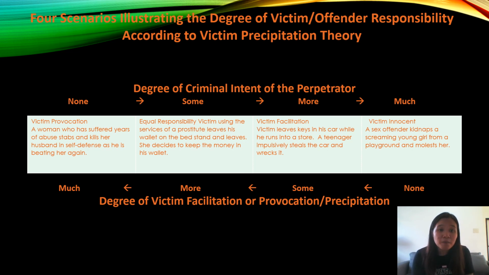Dito naman sa kabila, equal responsibility: a victim using the services of a prostitute leaves his wallet on the bed stand and leaves. She decides to keep the money in his wallet. Then next, kung makikita nyo, yan yung cycle or yung degree of victim according to victim precipitation. So, kung makikita nyo by arrow, una, none, some, more, much, pababa, none ulit. Parang umiikot lang. Kagaya nga sabi ko kanina, cycle lang siya.